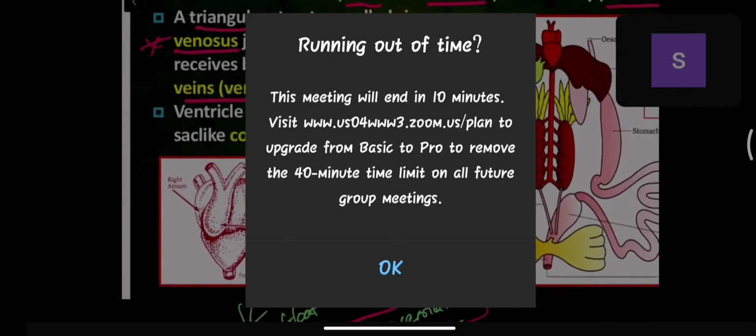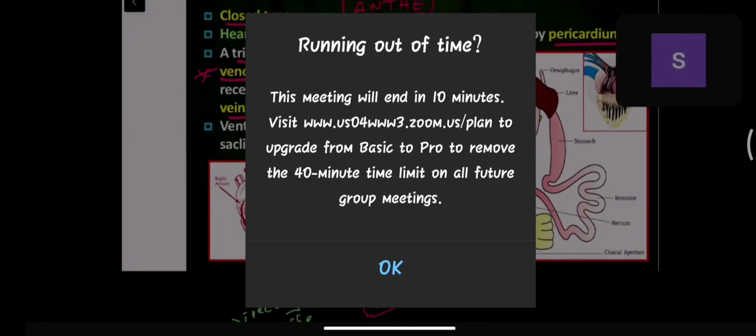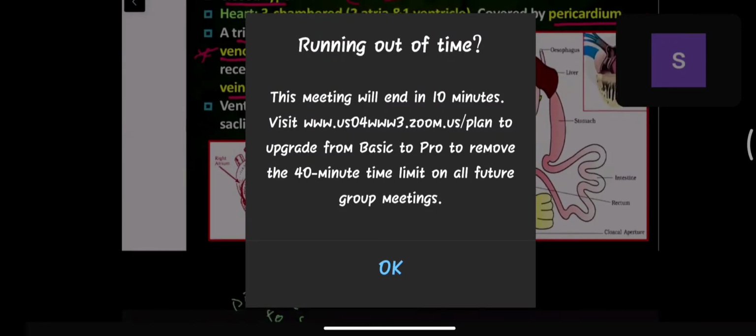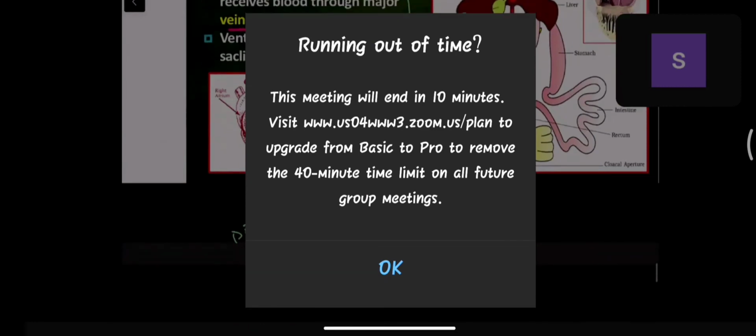Arteriosus. Clear? So the ventricle opens into another sac-like structure which is called conus arteriosus. And what is the function of this one?